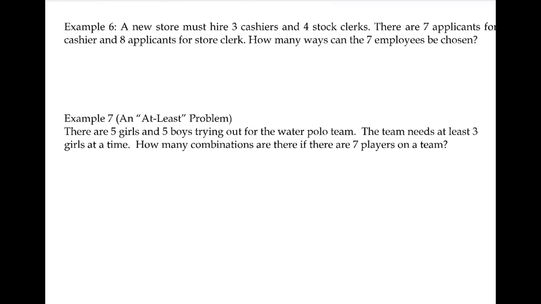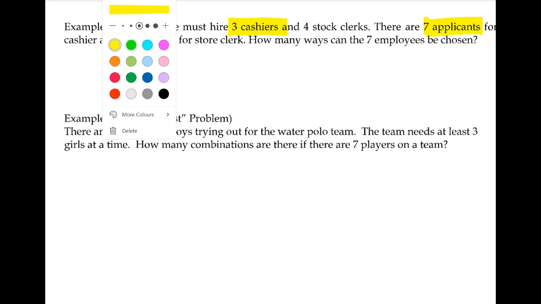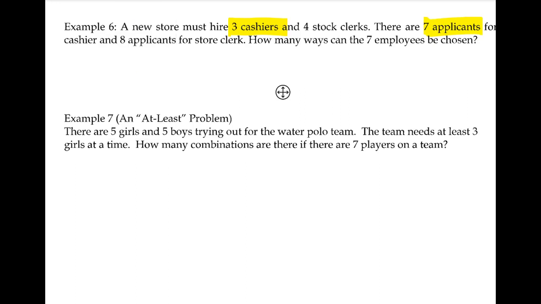Example 6. A new store must hire 3 cashiers and 4 stock clerks. There are 7 applicants for cashier and 8 applicants for stock clerk. Okay, so let me just highlight. 3 cashiers is what we're hiring, but 7 applicants for cashiers. And then we've got 4 stock clerks that we're hiring, but 8 applicants. How many ways can the 7 employees be chosen?